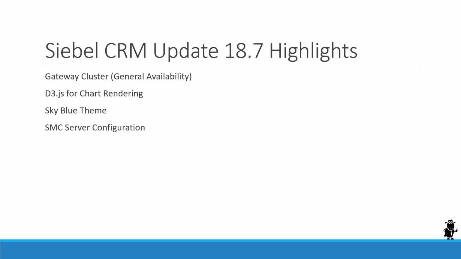So we start with 18.7, delivered in July 2018, and the highlights of this update were the general availability of the gateway cluster, D3.js used for rendering of chart applets, a new theme called Sky Blue, and the availability of configuration pages to configure enterprises and servers in the Siebel Management Console.